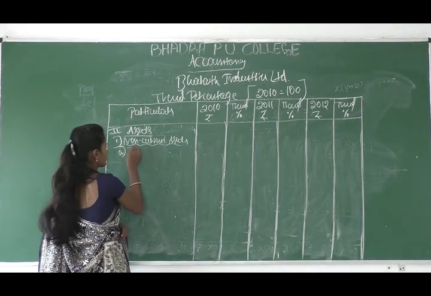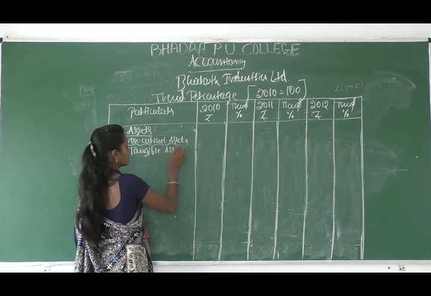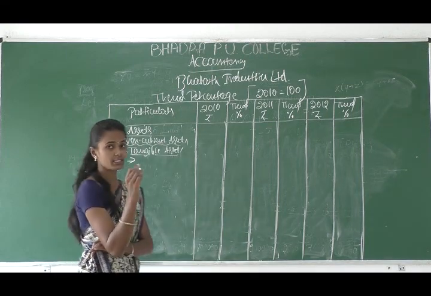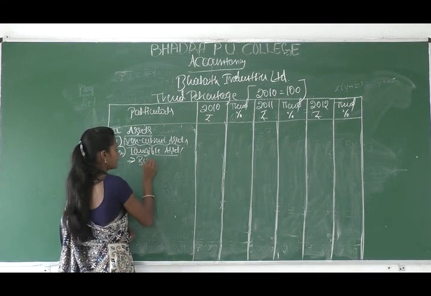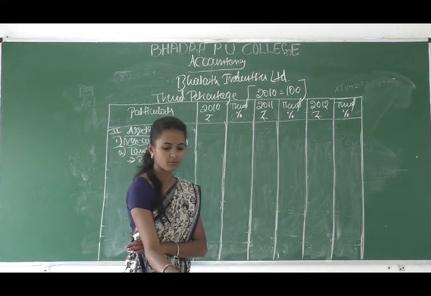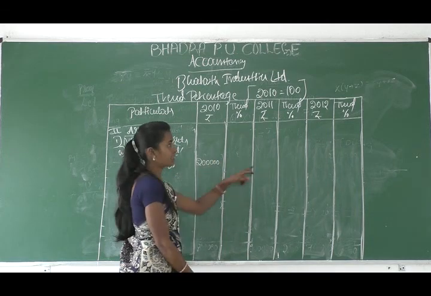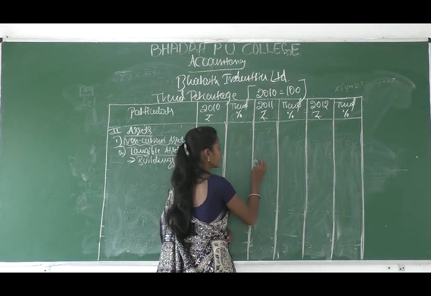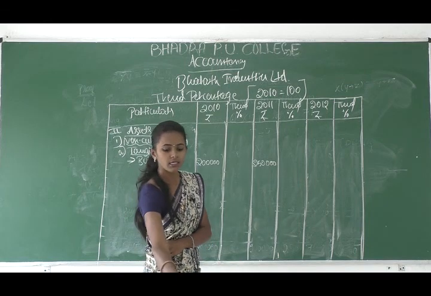So under that, the first one is tangible assets. Okay, tangible assets. So in case of tangible assets, we have two assets. The first one is buildings. Okay, so in 2010 building amount is 2 lakh, and in 2011 our building amount is 2,50,000, and in 2012 our building amount is 3 lakh.